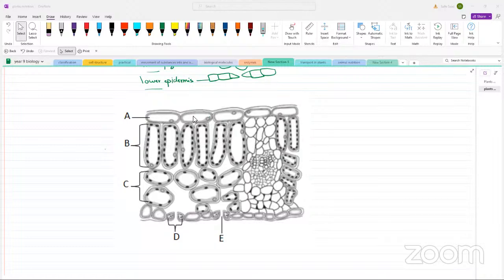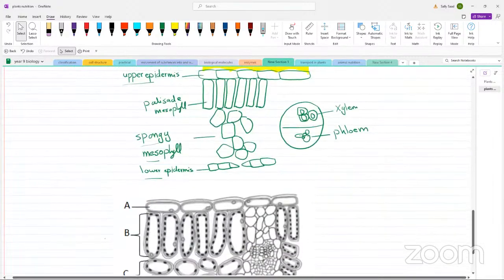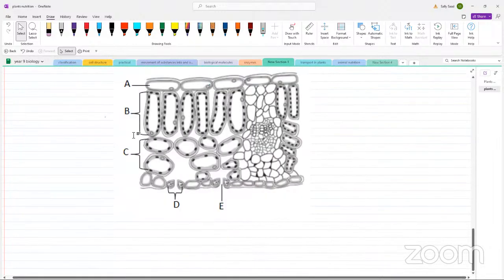Last time we discussed the structure of the leaf, external structure and internal structure, and we mentioned how they are adapted to do that function.